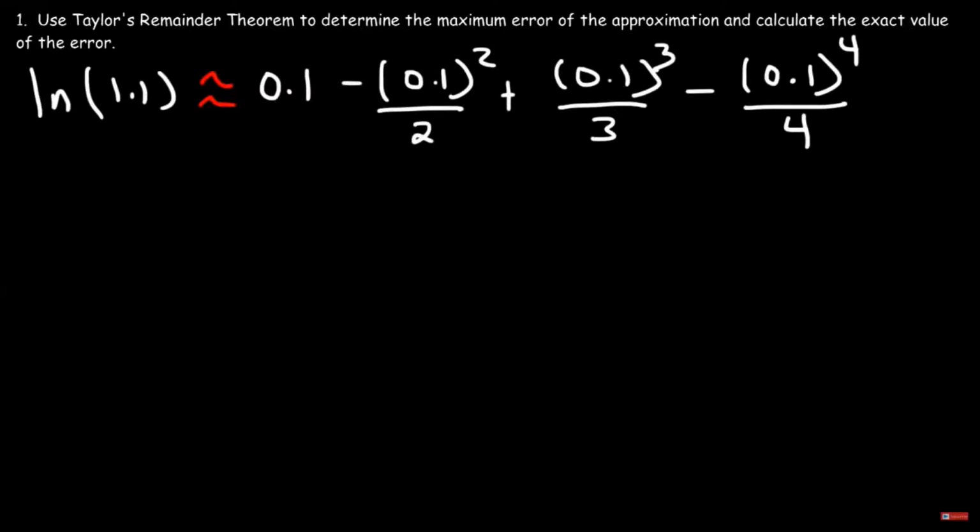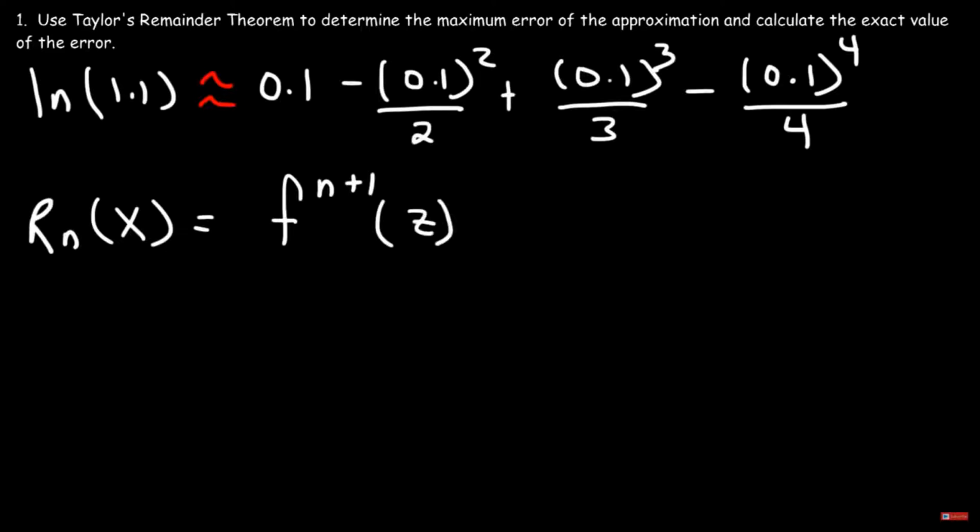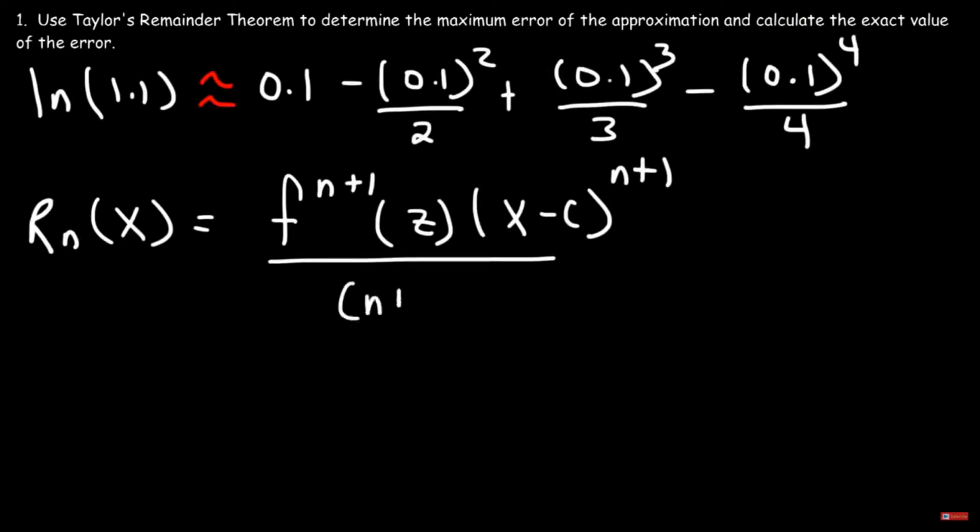So what is the formula that we need to use? Here's the formula that you need. The remainder is going to be the n plus 1 derivative evaluated at some number c times x minus c raised to the n plus 1 divided by n plus 1 factorial. So that's the formula we need to use. Now we need to determine what is x, what is c, what is n, and what is z. But let's start with n. What do you think n is equal to? What's the value of n?